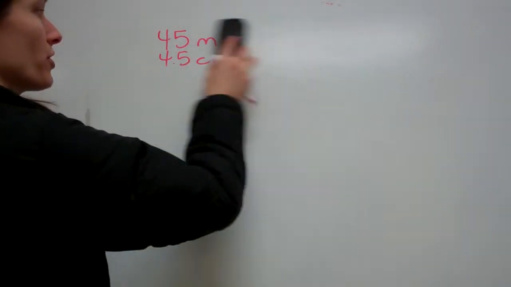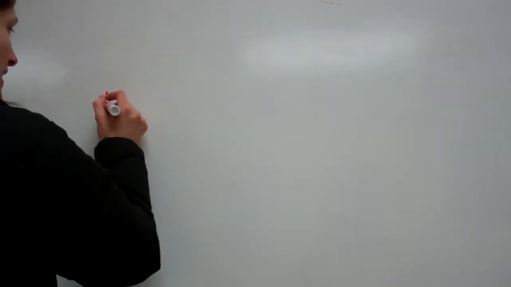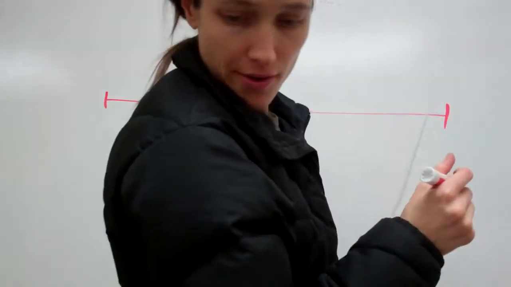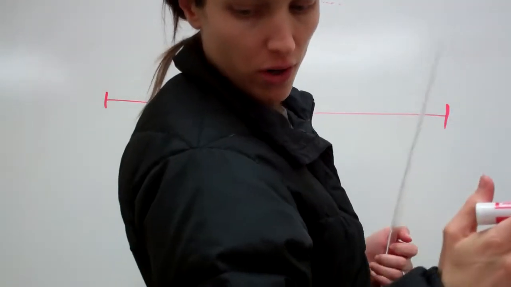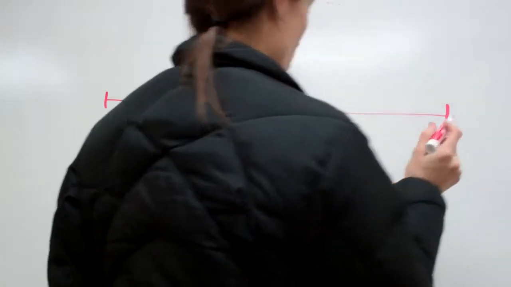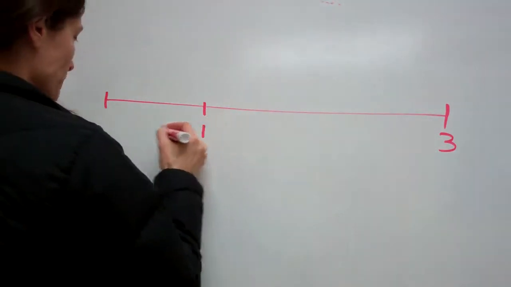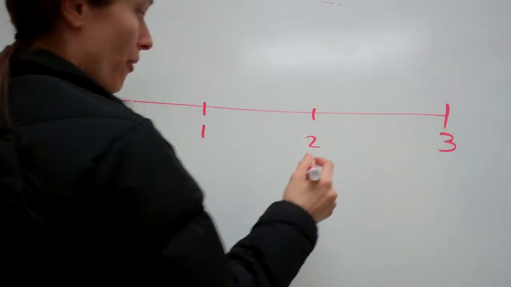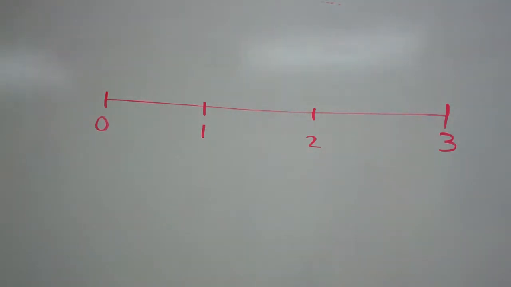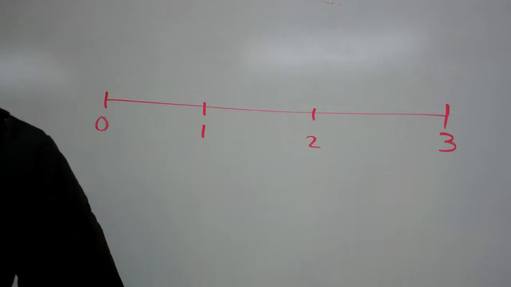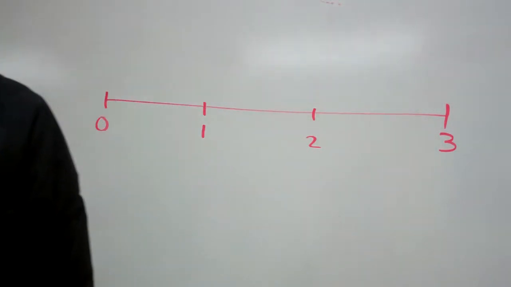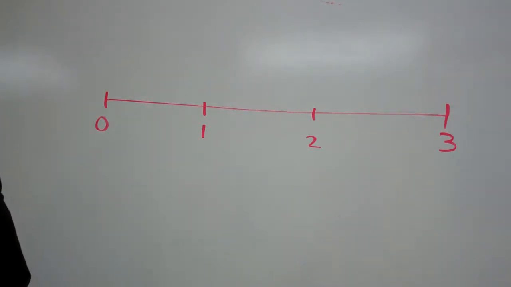The next thing I want you to see, everybody draw on your paper, put a 0, and then pretty far away, put a 3. And then we're going to put a 1 and a 2 in the middle. So something that looks about like that. Now, what I want you to see next is this.